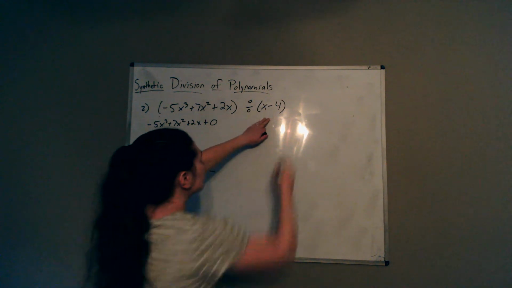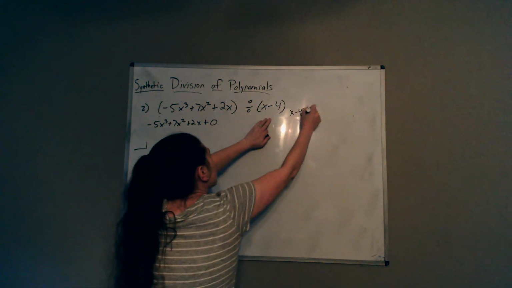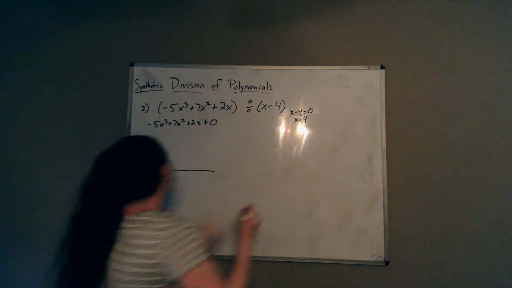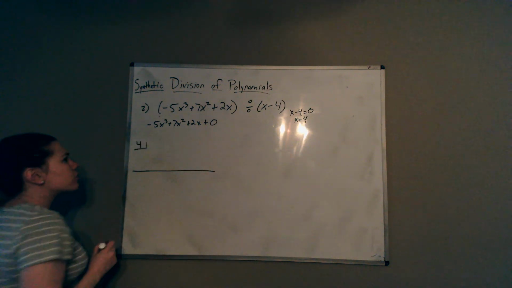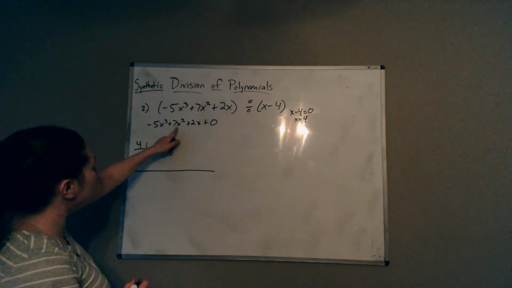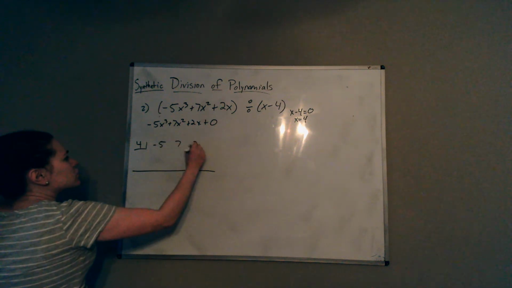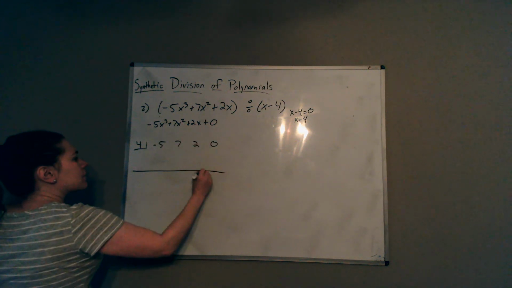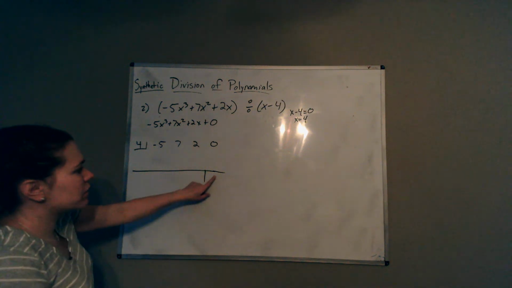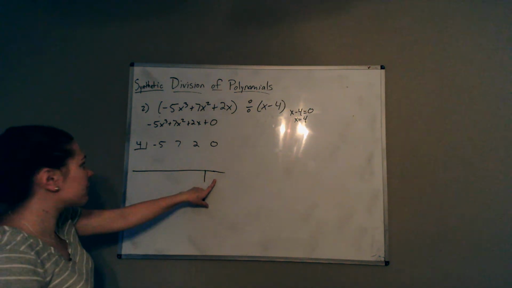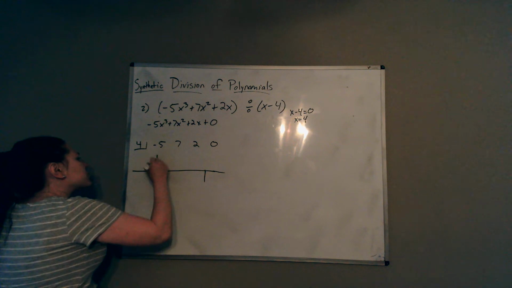So we say to ourselves, what makes this 0? 4. So that's what goes in the box, 4. So now we list our coefficients of the dividend. Negative 5, 7, 2, 0. I always put a little space here because this would be the remainder. Okay? You always bring the first one down.